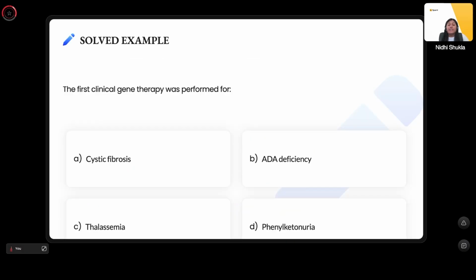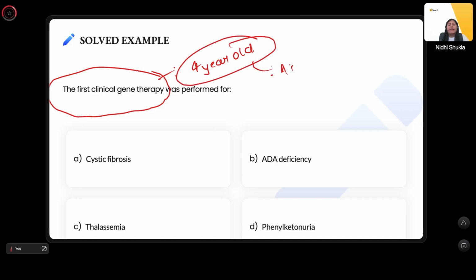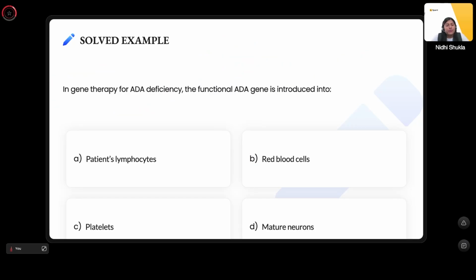The first clinical gene therapy was performed for... Okay, your first clinical gene therapy was performed on a 4-year-old girl who was suffering from ADA deficiency, adenosine deaminase deficiency. Adenosine deaminase is an enzyme which is very critical for the maturation of lymphocytes. So it was performed for ADA deficiency. Now let us move on to the next question. In gene therapy for ADA deficiency, the functional ADA gene is introduced into.